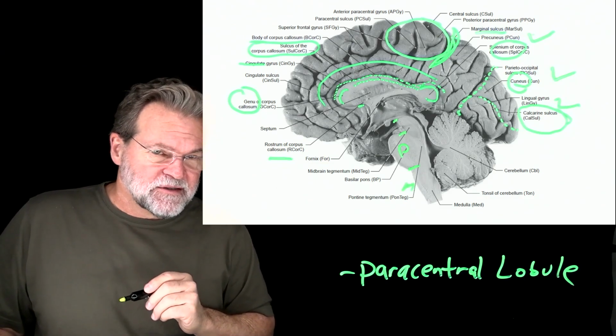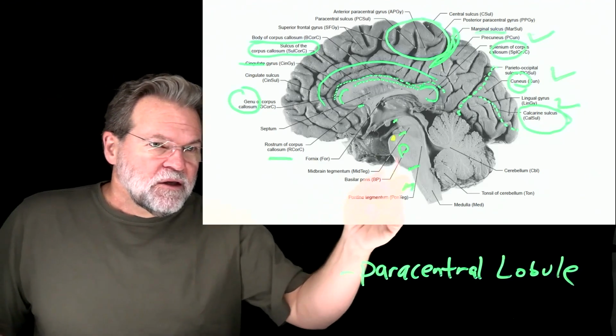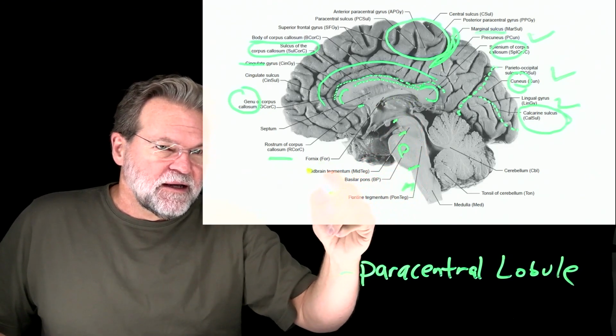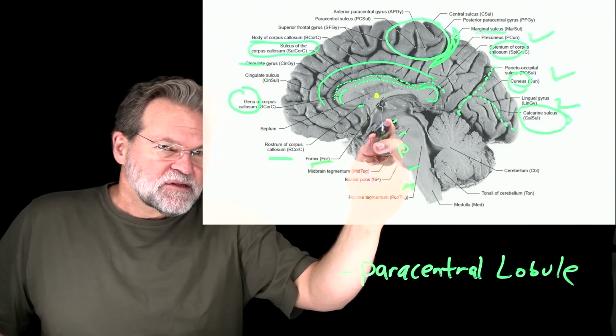I want you to recognize the ventricular systems, and I point that out in the video as well. You can see this structure called the fornix right here. And the fornix is sort of the bottom of the septum pellucidum.